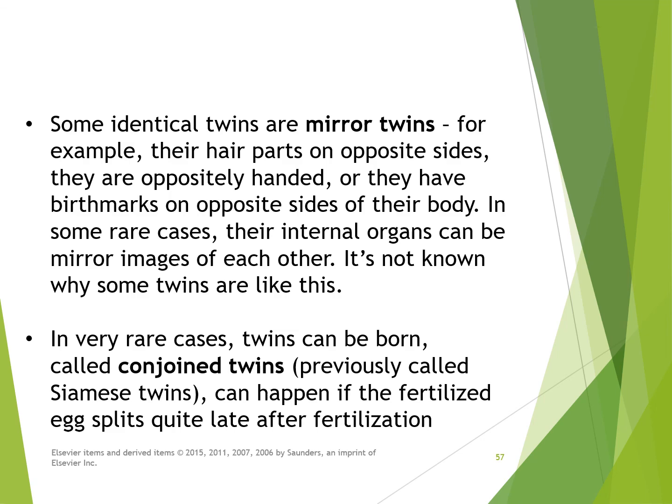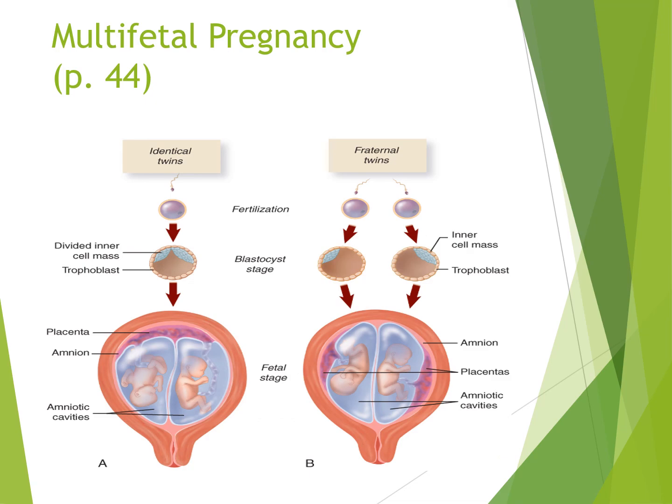In very rare cases, twins can be born conjoined. They used to call them Siamese twins, but now they call them conjoined. And it can happen if the fertilized egg splits quite late after fertilization. So it matters whether the split happens day 1, day 2, day 3, day 4, day 5, day 6, day 7, or day 12, in terms of what kind of twins you're going to get. And again, sometimes it's hard to know. They have to do genetic studies later to find out if they're identical or not.